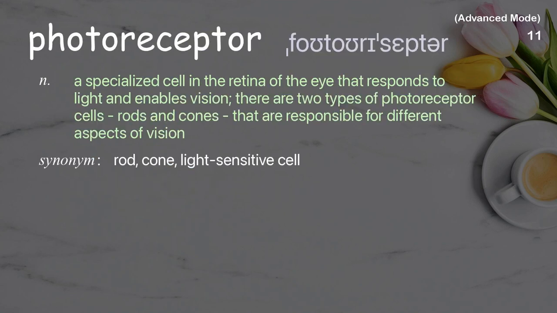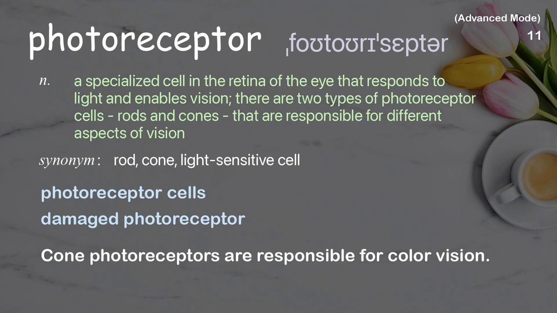Photoreceptor. A specialized cell in the retina of the eye that responds to light and enables vision. There are two types of photoreceptor cells, rods and cones, that are responsible for different aspects of vision. Examples: photoreceptor cells, damaged photoreceptor. Cone photoreceptors are responsible for color vision.